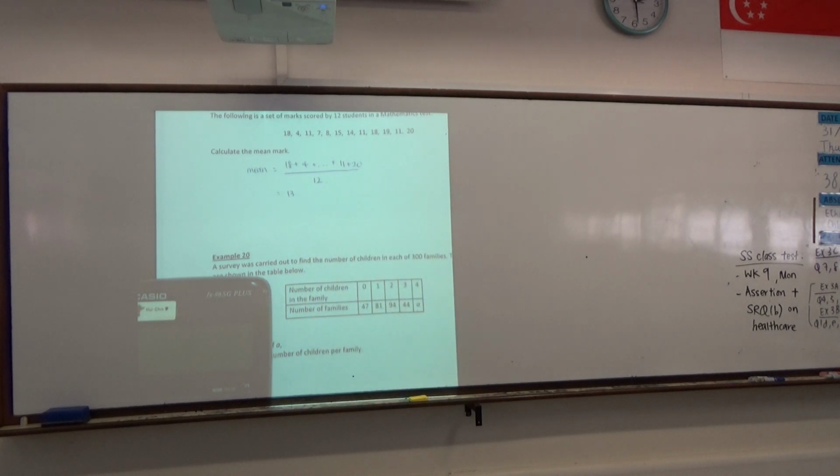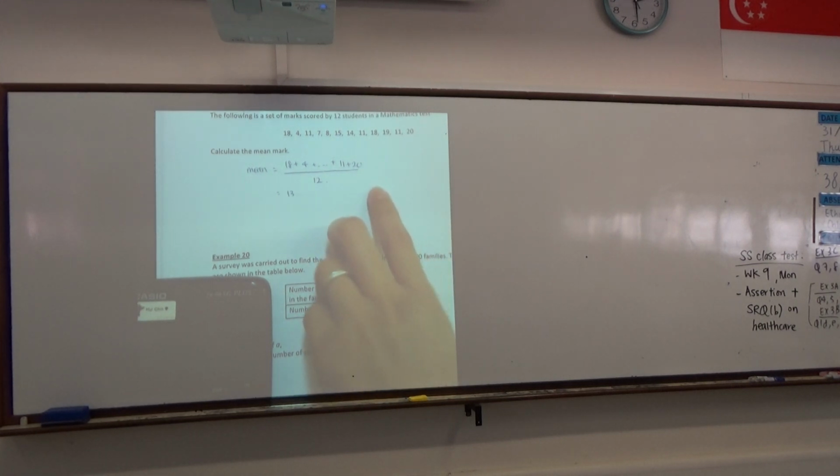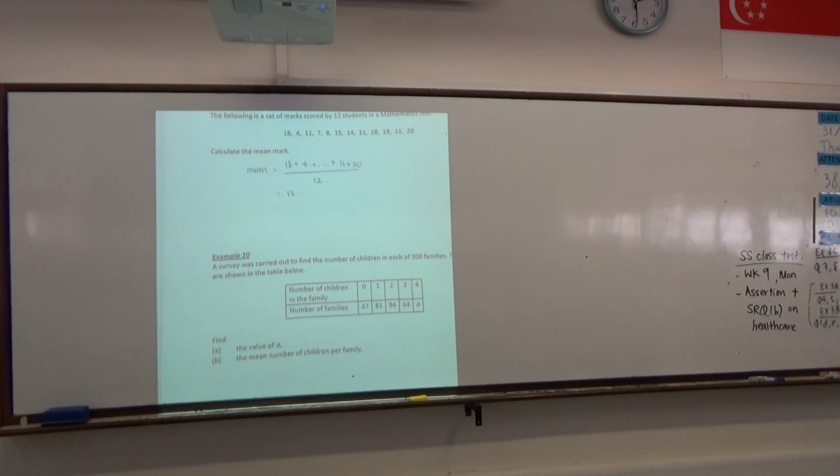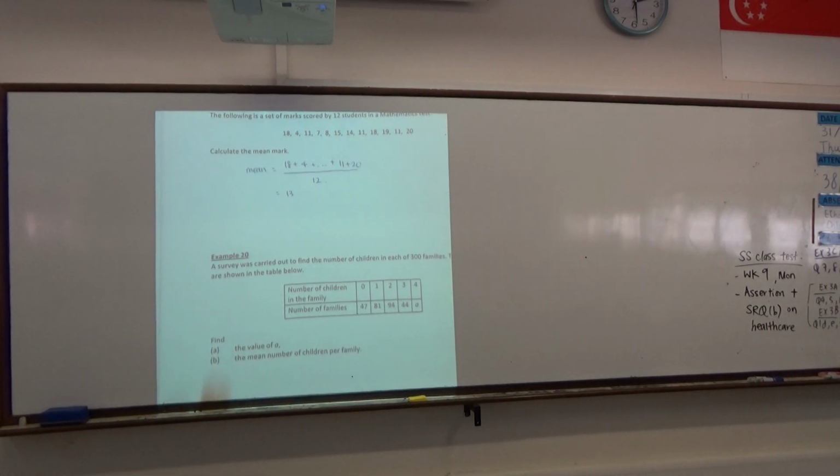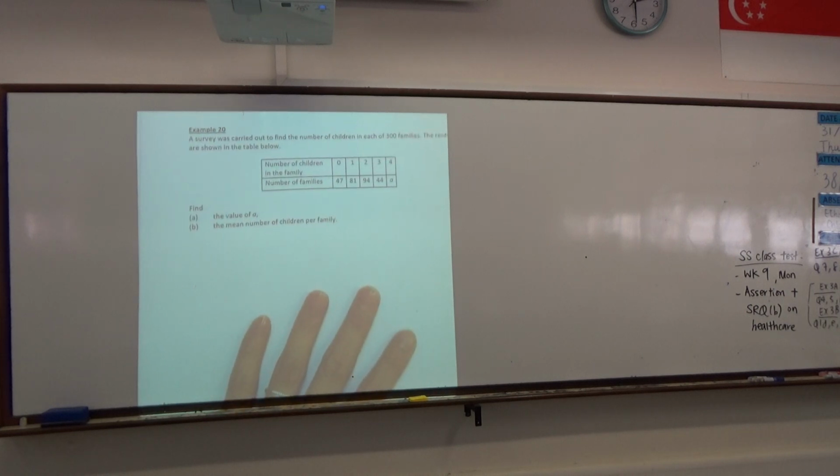So we just write mean equals 13, that is fine. But of course, you must press your calculator carefully, because in finding mean questions, usually it's just a 1 mark question. Any questions? Alright, now let's look at example 20.